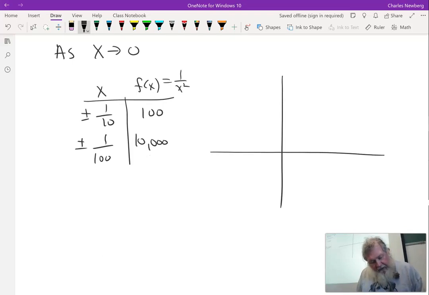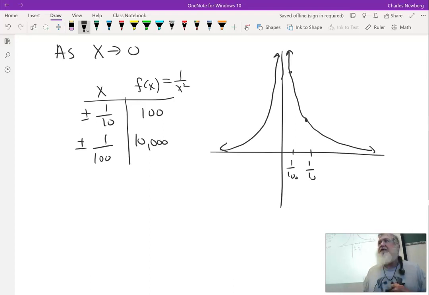As we're going into 0, here's 1/10. It's already up at 100. Here's 1/100th. It's already up there at 10,000. What's happening here? As we go into that side, it's looking like this. And as we go into this side, it's what? Looking like this there. The closer we get to 0, what's going to happen? Those values are going to what? Get bigger and bigger. Why are they going to get bigger and bigger? Because of what? The reciprocal squared function. Okay.